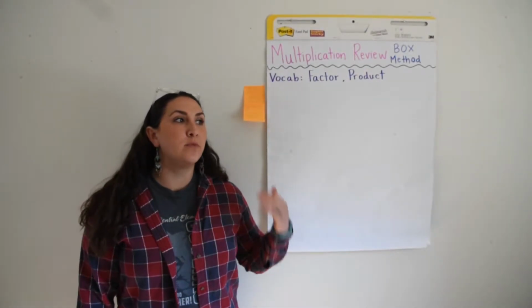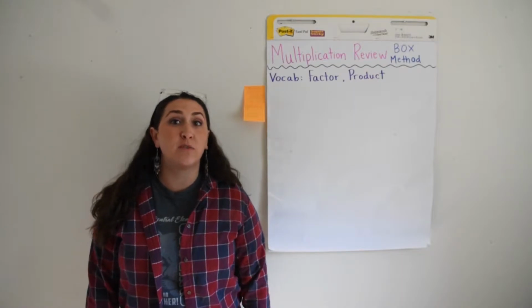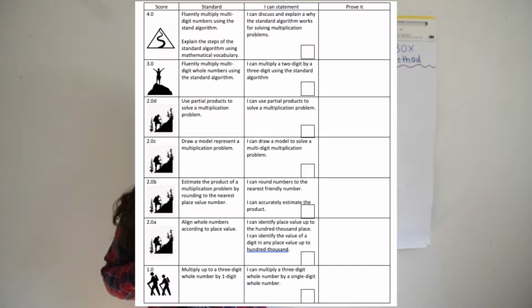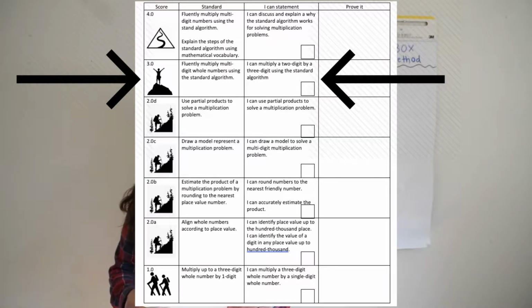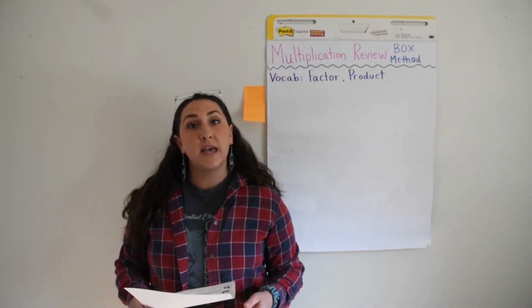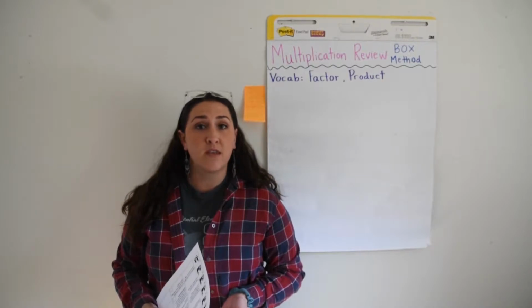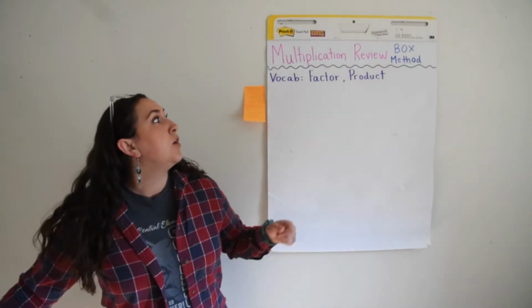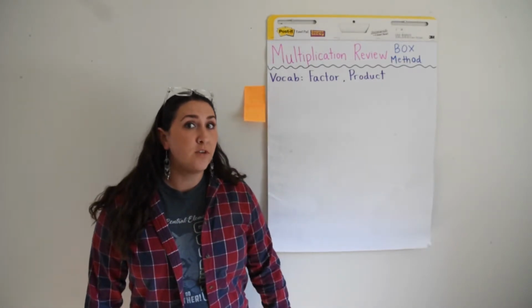I wanted to start by reviewing some of the multiplication we were doing before we left school. So, remembering back to our proficiency scale that we were working on, we are trying to get up to a level 3, which says fluently multiply multi-digit whole numbers using the standard algorithm. Today, I'm going to start reviewing the box method with a 2-digit by 2-digit as well as a 3 by 2-digit. So, before we begin, I wanted to start with some vocab.